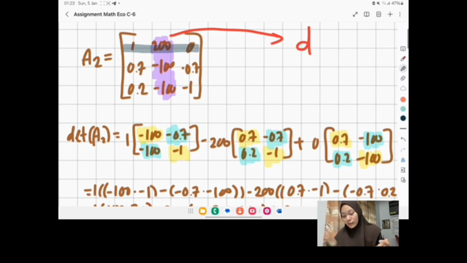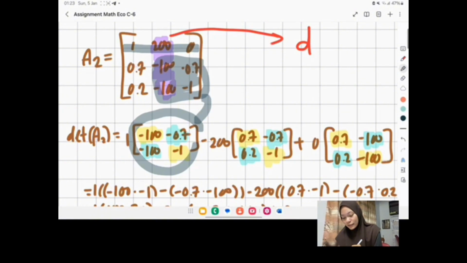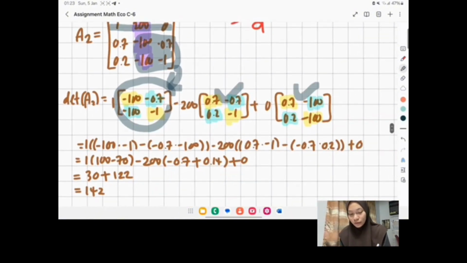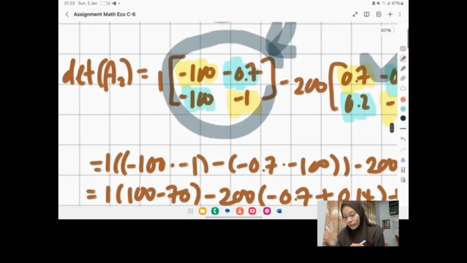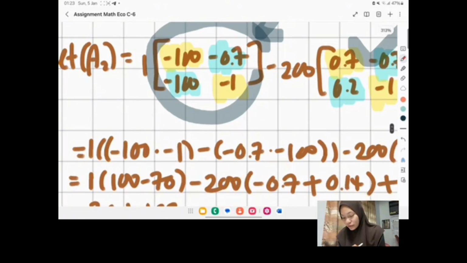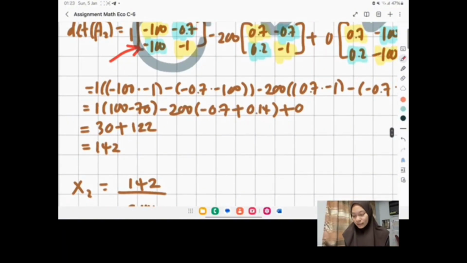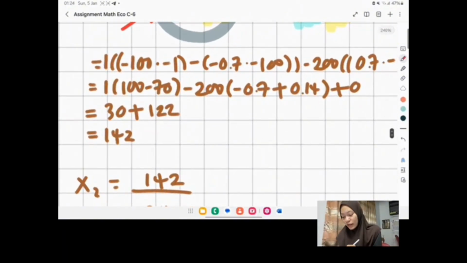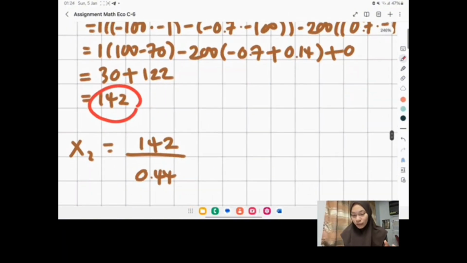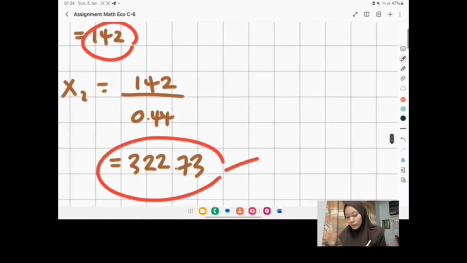Okay, and to calculate determinant A2, you just take the first column like before, and in here, like before, you just take the number that is not covered. Same as this element 2. To calculate it, you multiply x by what I highlighted here, yellow times yellow, and blue times blue. You calculate it and you will get the answer: determinant of A2 is 142.